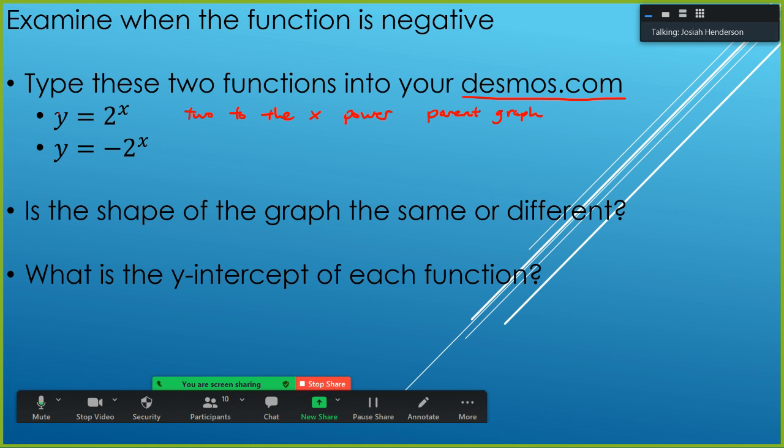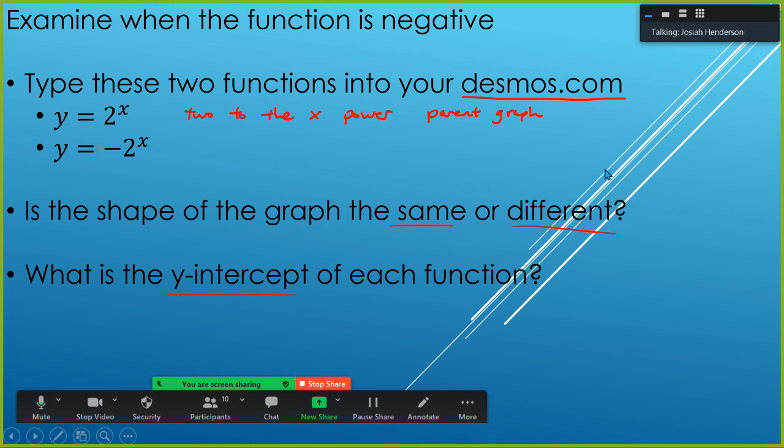So both of these here, y is equal to 2 to the x and y is equal to negative 2 to the x. Don't use a parentheses, just make it negative and then 2 to the x power. I want to compare these two. And while we're doing it, let's ask these questions to yourself. Is the shape of the graph the same or different? So we're looking at two graphs on the same picture. And then what is the y-intercept of each function? How does that change when we make it negative?